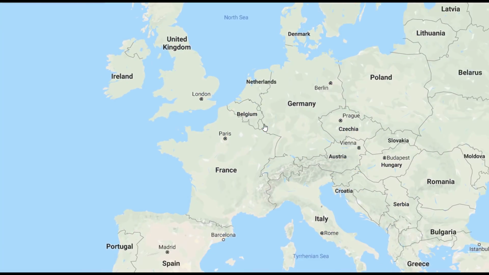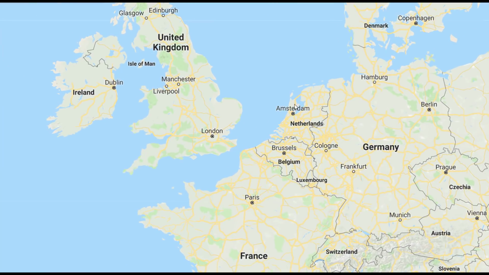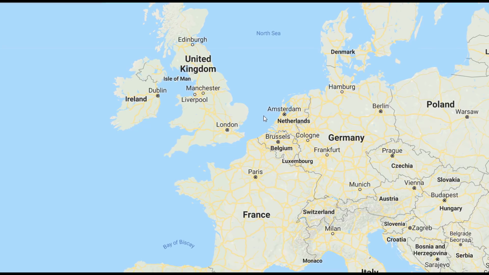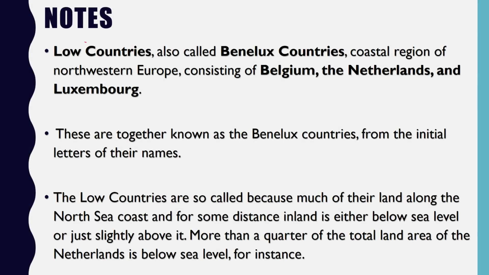That means it does not have access to the North Sea. Thus, it cannot access the Atlantic Sea either. Regardless of that, it is one of the richest countries in the world in terms of PPP. And you can see that Netherlands and Belgium, these two countries are not landlocked. Let's go back to the question now, shall we? So low countries. Well, low countries are called so because much of their land along the North Sea coast and for some distance inland is either below sea level or just slightly above it. That is why we call them low countries.